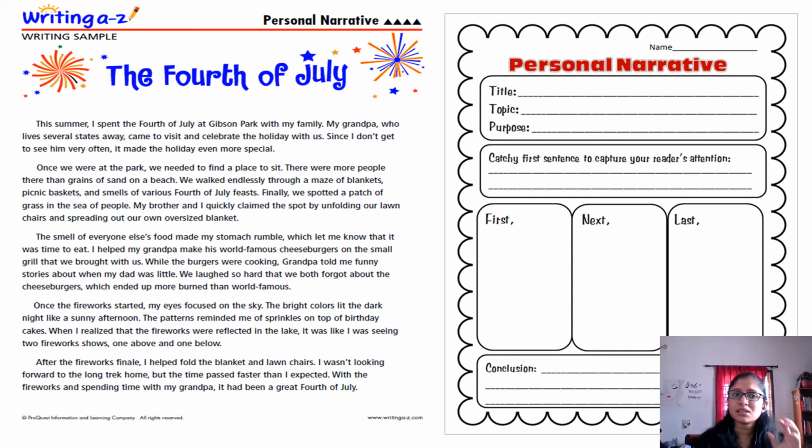So the child is starting with a very catchy sentence: that summer, on the 4th of July, he or she went to Gibson Park with his or her family, and the child's grandpa, who lives several states away, visited after a long time. So that event made that kid's day a special one. The 4th of July is special because it is the Independence Day of Americans. They celebrate it like we celebrate our Independence Day, right? So that is how it is celebrated.